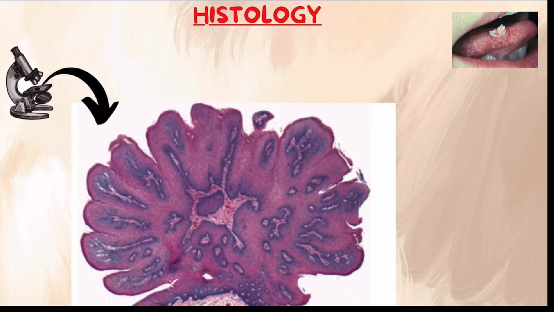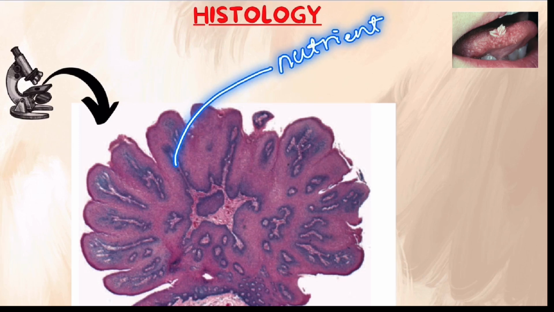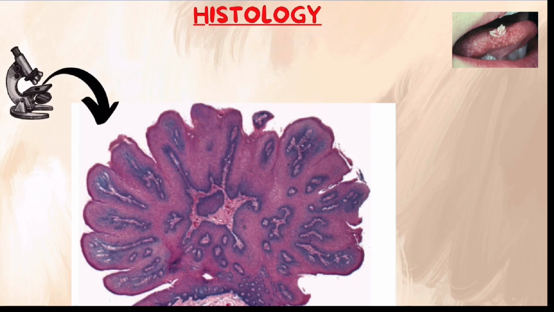And next, let us have a look into the connective tissue. So this is the connective tissue portion, or the central core of the connective tissue. Now this connective tissue core has nutrient blood vessels. And this connective tissue also has some inflammatory cells.